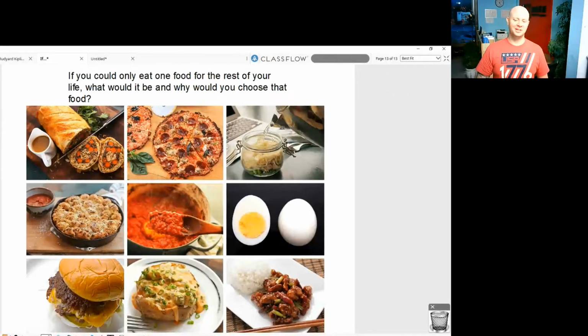Okay, now let me give you my example answer. If I could only eat one food for the rest of my life, it would be pizza. Because pizza can have meat and it can have cheese, which is dairy. It can have bread, so that's a grain. It can have vegetables. So pizza covers many of the food groups. And plus, I love pizza.